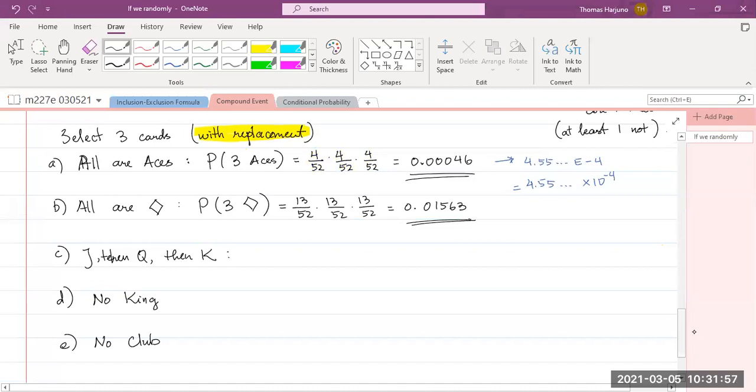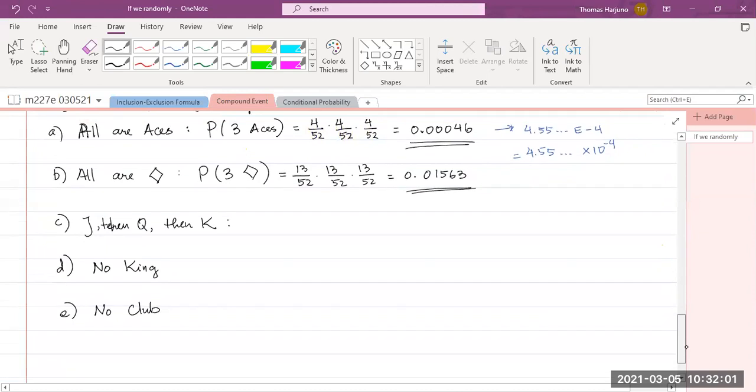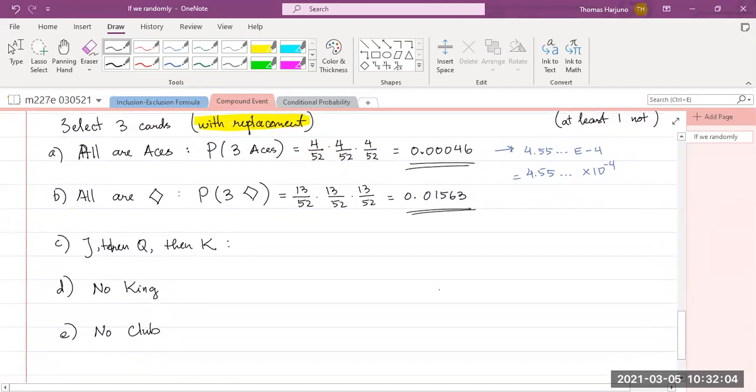What is the probability to have Jack, then Queen, then King, if it is with replacement? Probability of no King, probability of no club, and part F, probability of at least one King, and probability of at least one club. Okay, let me give you 5 minutes to do this.